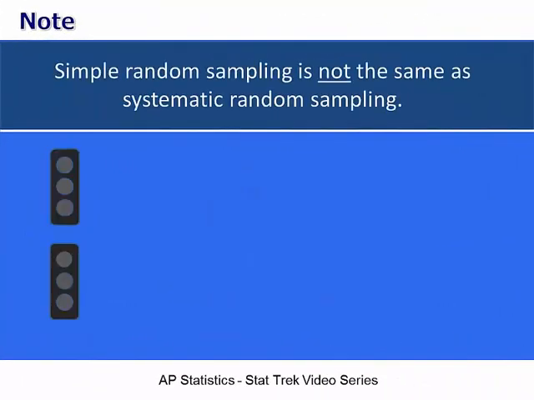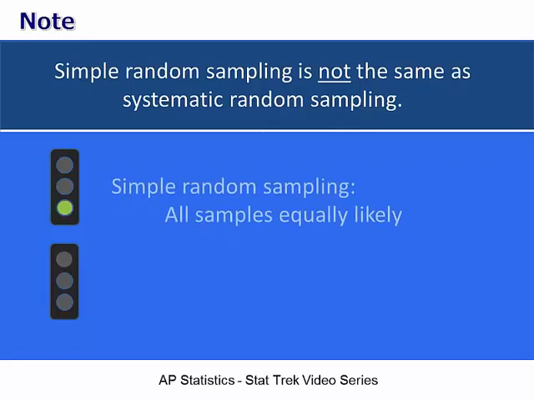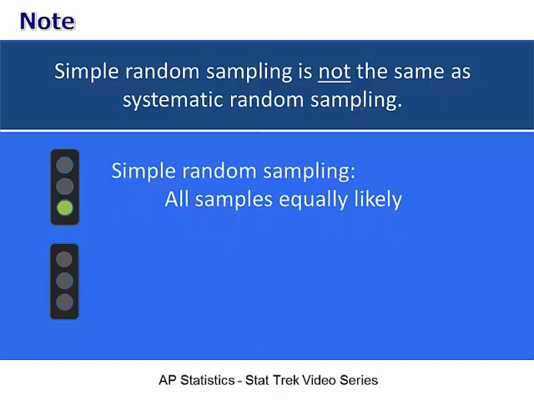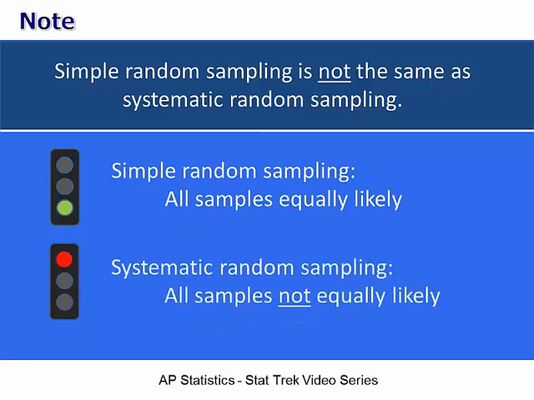Note that simple random sampling is not the same as systematic random sampling. With simple random sampling, every possible sample of n elements is equally likely to occur. But that is not the case with systematic random sampling.